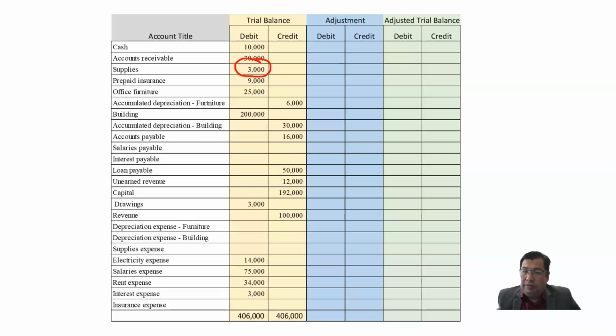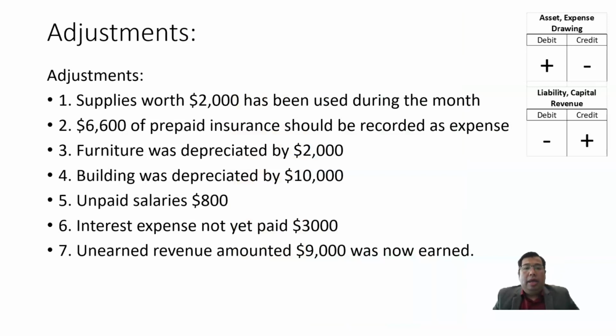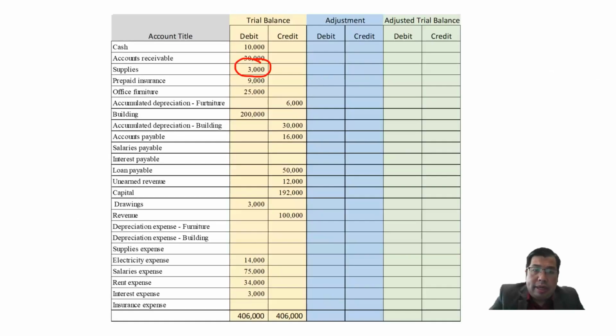And there's an adjustment for supplies. Supplies worth 2,000 have been used during the month. I repeat, supplies worth 2,000 have been used during the month. What does it mean? Though you have your supplies at 3,000, this is an asset.